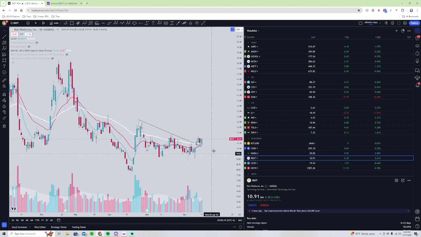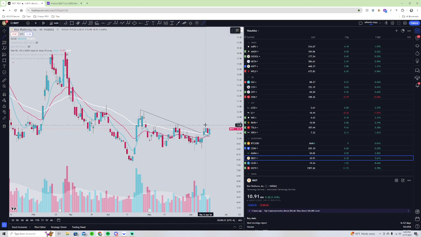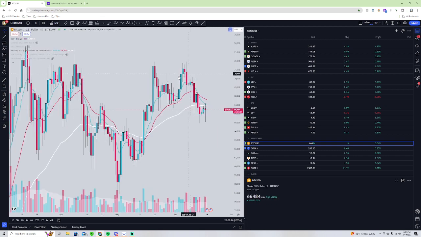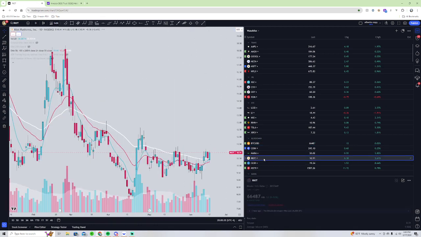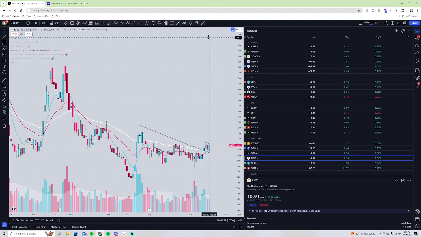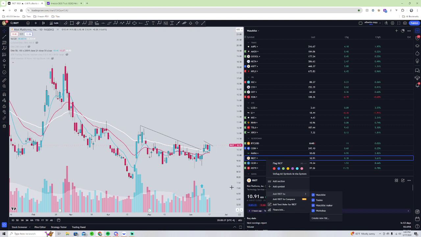But Riot does look pretty good to me. Reason why? It has like a 3-day flag setting up, right? So even though Bitcoin has been a little bit weak, it is holding on to this low. If it can get through like 67K, maybe these miners can get moving. And I do like the setup on Riot. Also, the volume patterns on it are very good as well. So this one gets added to my list.